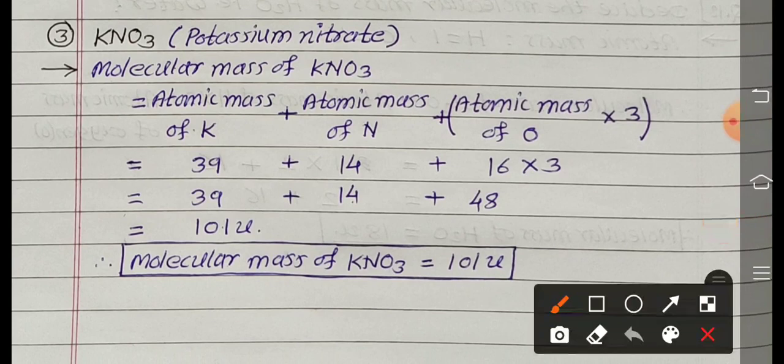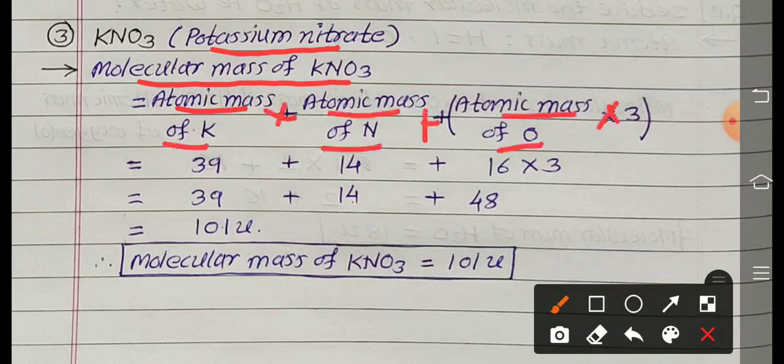KNO3 means potassium nitrate. Therefore, molecular mass of KNO3 is equal to, now here three different atoms are present. So, atomic mass of first, that is K means potassium, plus atomic mass of N means nitrogen, plus atomic mass of oxygen. O3 means 3 oxygen atoms. So, atomic mass of oxygen multiplied by 3. So, this 3 is multiplied to only oxygen. So, make the bracket. Now, substitute the atomic masses.